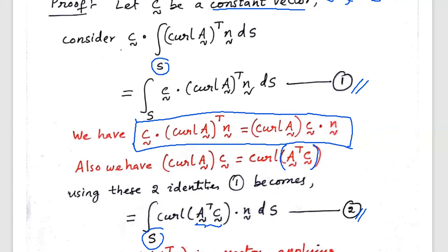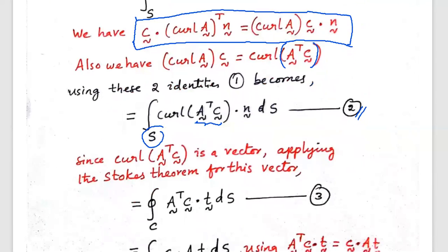So now what is A? A is a second order tensor, remember? And what is A transpose? A transpose is also a second order tensor, right? And A transpose into c, the ordinary product, is a vector, and curl of a vector is again a vector. So it is becoming a vector field. Curl A transpose c is a vector field. So we have the surface integral of a vector field. This whole thing is a vector now, dot N ds.